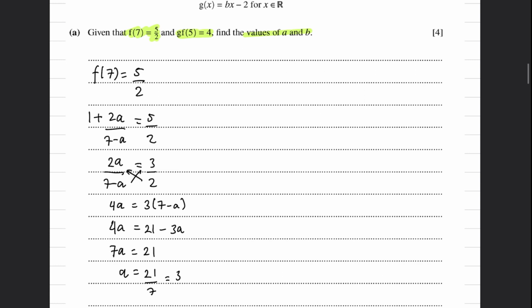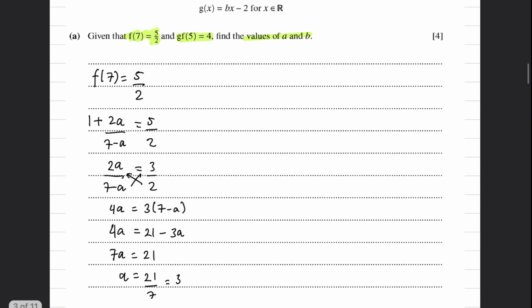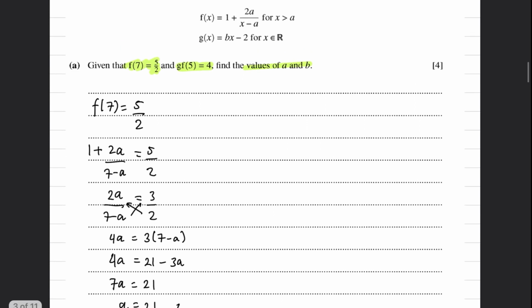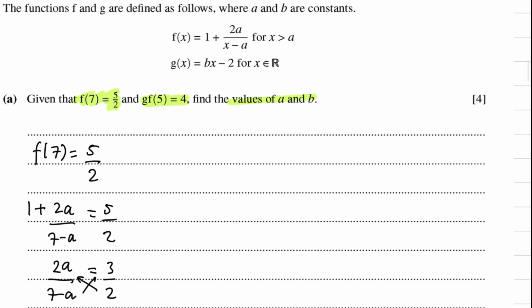Yeah, we got the first value of a. Now, how to find the b? We use a second information, which is g(f(5)) equals to 4. So what does it mean by g(f(5))? It means that g in the bracket f(5) equals to 4.